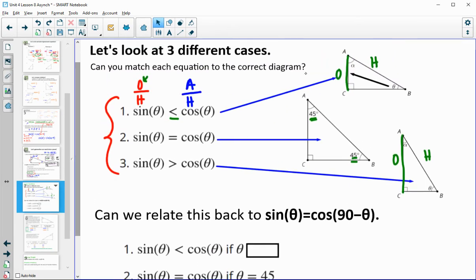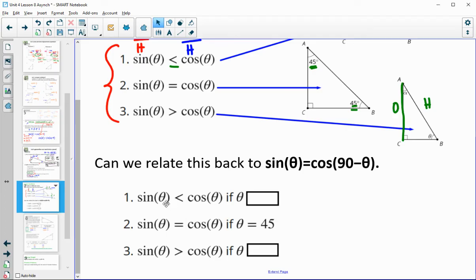So what would give us this one where we have a sine that's smaller? Compare these two angles. In order to get this side across from the angle to be short, this has to be a small angle, right? So this has to be small in comparison to the 45. So for sine to be smaller than cosine, theta needs to be less than 45. Then the opposite of that, when would sine be bigger than cosine? If the angle is larger than 45.